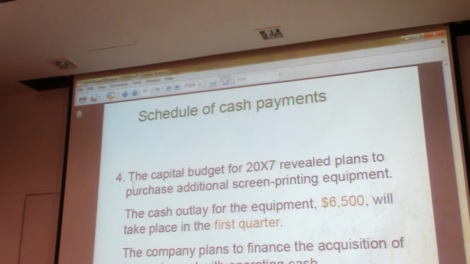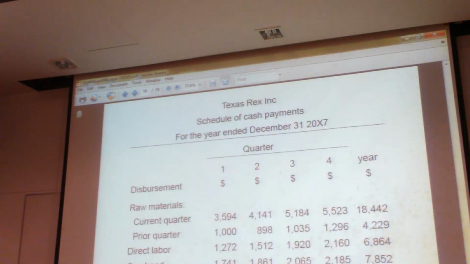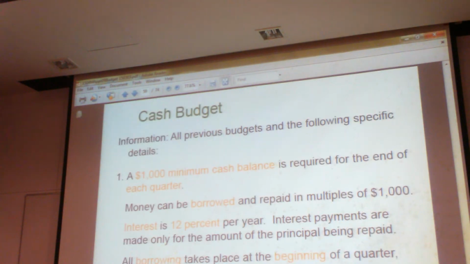How about this outlay for equipment? This equipment is only paid in the 1st quarter. So make sure 1st quarter you minus 6500. Okay, then you have the cash receipt, the cash payment already. So first you do the cash receipt, then you do the cash payment, then you do your cash budget. So when the question asks you for cash budget, they expect you to have cash receipt, cash payment, and then finally the cash budget.